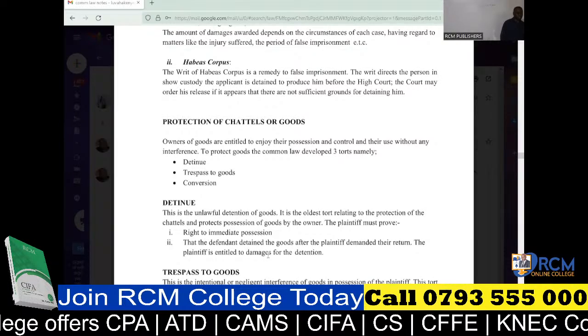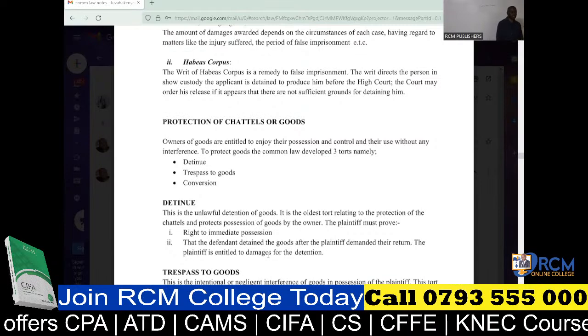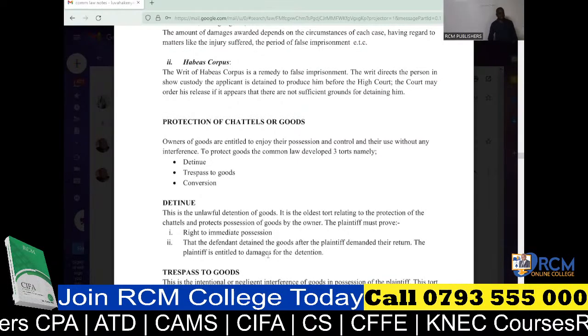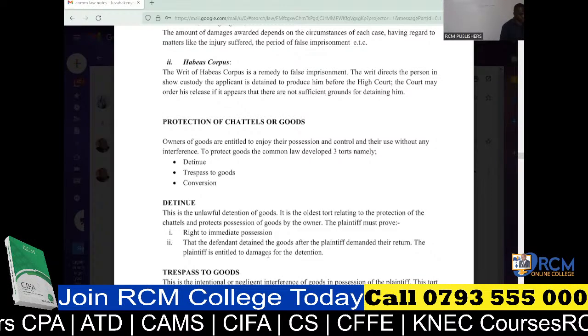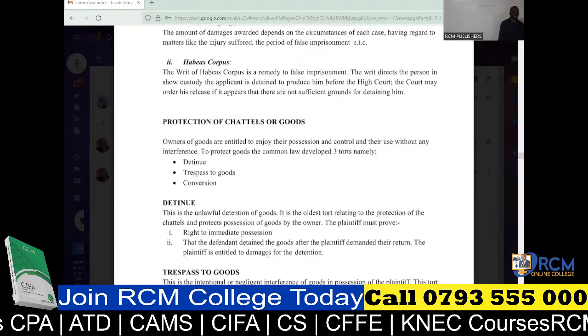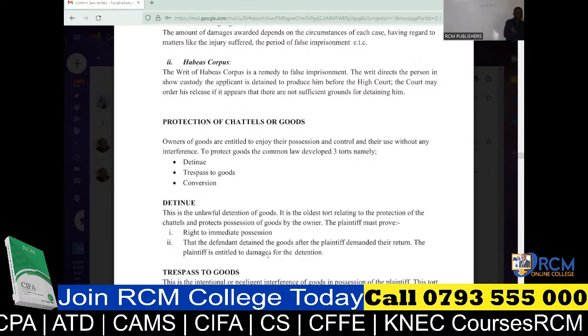In this tort, relating to the protection of goods, the plaintiff must be able to prove he has an immediate right of possession to the goods or property. The plaintiff is entitled to damages for the detention. All losses incurred must be compensated, or paid to the plaintiff or complainant before the court.